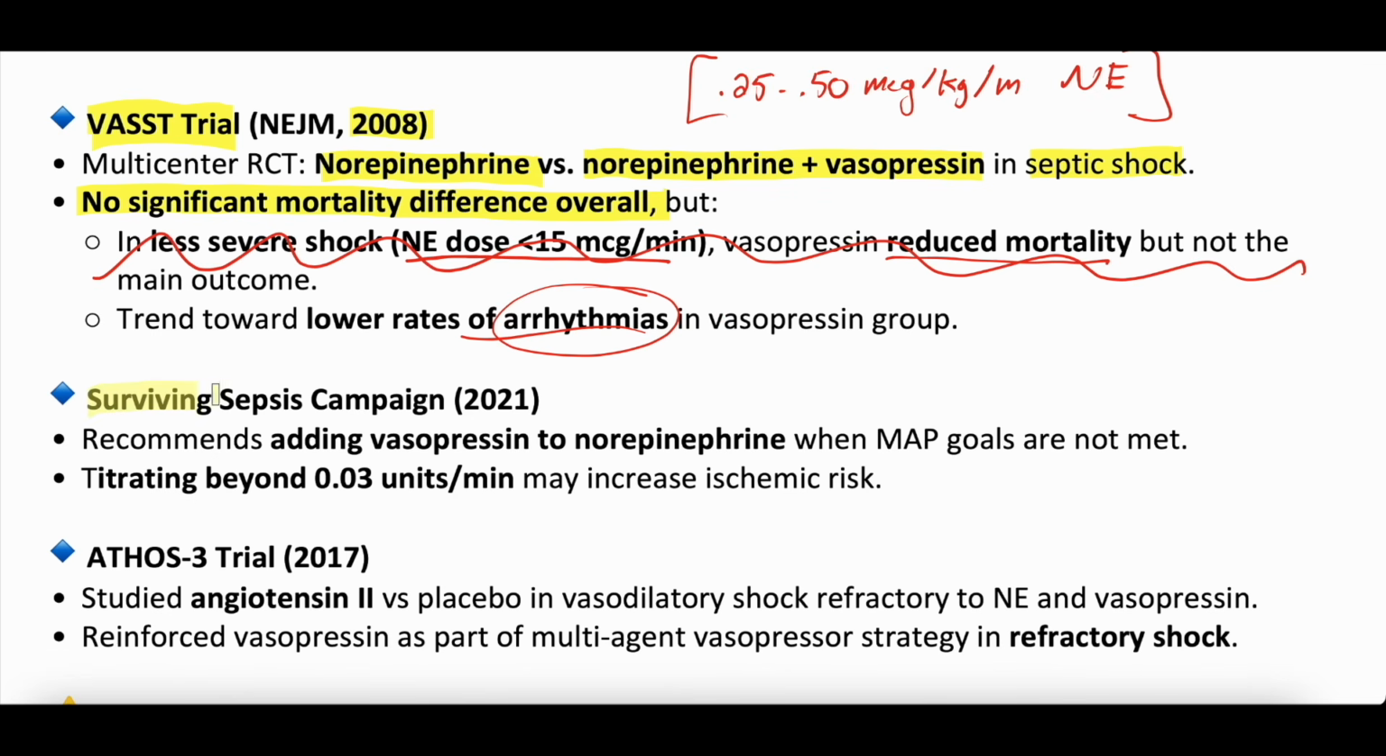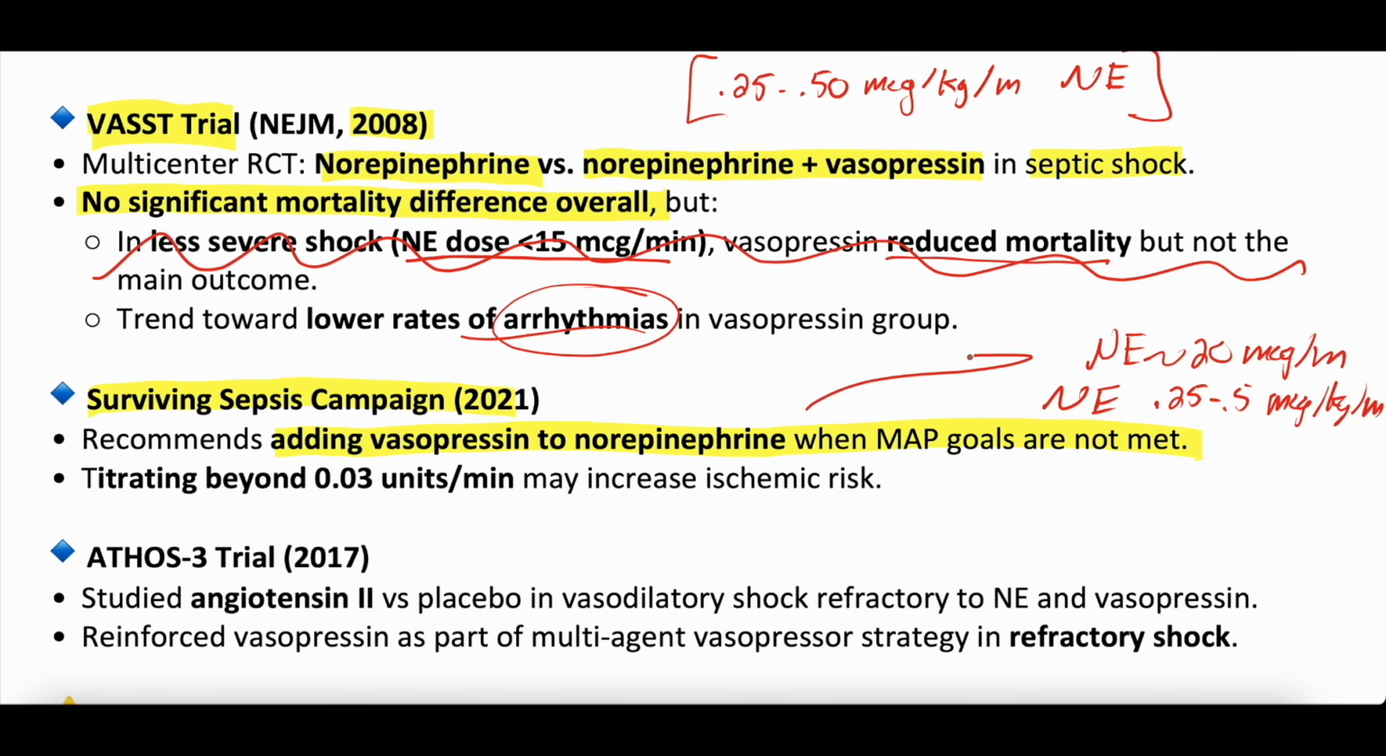As we mentioned, the Surviving Sepsis campaign in 2021 did recommend adding vasopressin to norepinephrine when MAP goals are not met, and the norepinephrine dose when it suggests starting is that 0.25 to 0.5 micrograms per kilogram per minute, which is around 20 micrograms per minute of norepinephrine, okay? That's when the Surviving Sepsis campaign at least suggests starting vasopressin. 0.03 is a dose often used, or 0.04 is the other dose used, but at the higher dose, there's a little bit increased risk of ischemia of the digits and the gut.